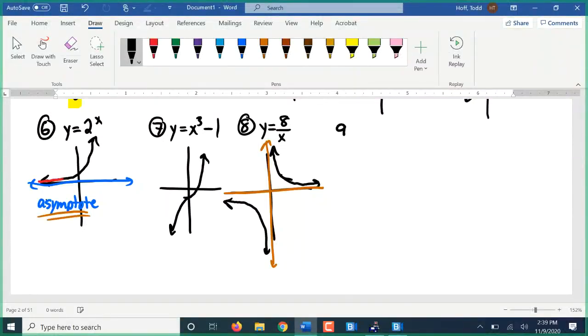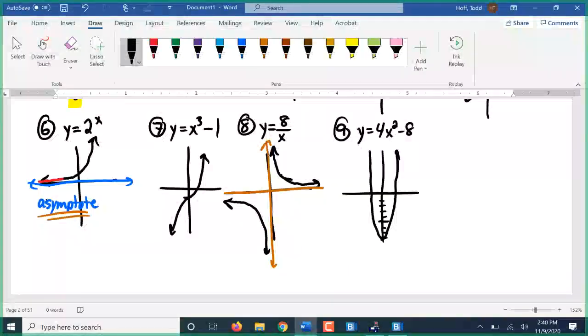Number 9. Y equals 4x squared minus 8. So this is a very narrow, pointy parabola. Looks something like that.